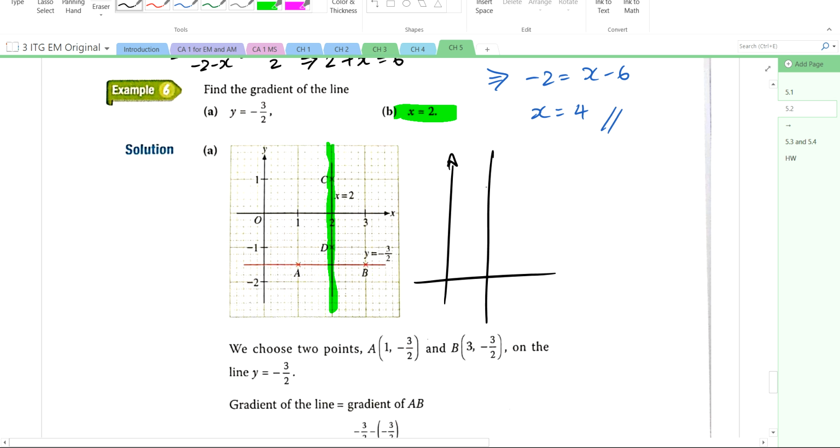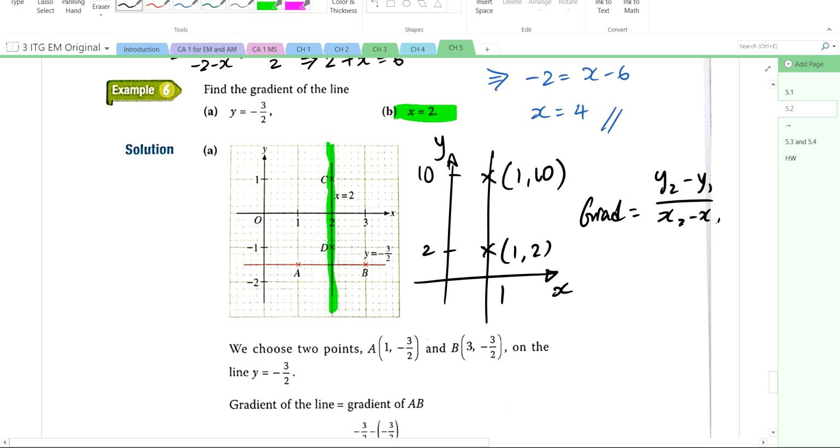Another way to look at it, we have our formula. Let's say this one over here, let's call this 10. So 1, 10 and 1, 2, for example, y and x. I want you to use the formula rise over run, or y2 minus y1 over x2 minus x1. What do you get? You get 10 minus 2 over 1 minus 1, which is 8 over 0, which is undefined. We are precisely dividing by 0. That's why it goes undefined. But why is it that when we divide by 0, we get an infinity?